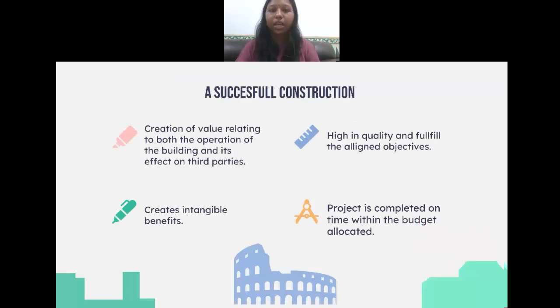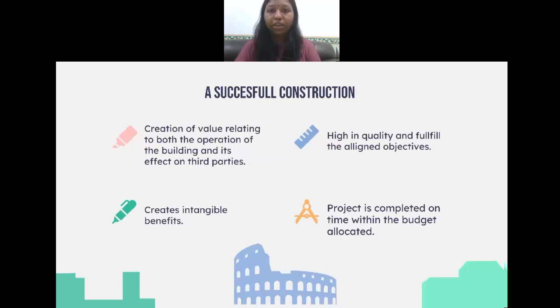Last key element is a successful construction. As you all know, a successful construction must be of high quality and fulfill the aligned objectives in the initiation phase. The successful construction must be completed on time. That's why there are Gantt charts and schedule control, so that the construction project can be completed on time within the budget allocated. The budget is allocated at the planning phase.